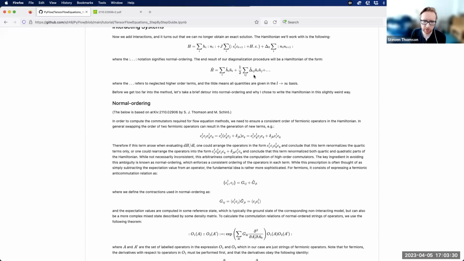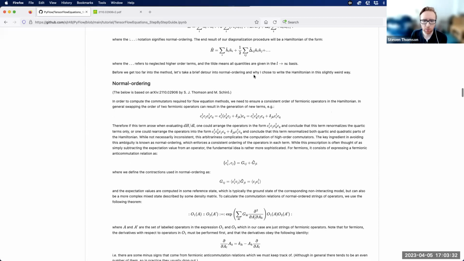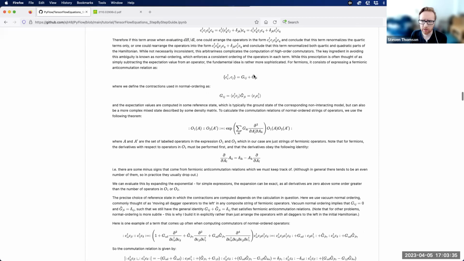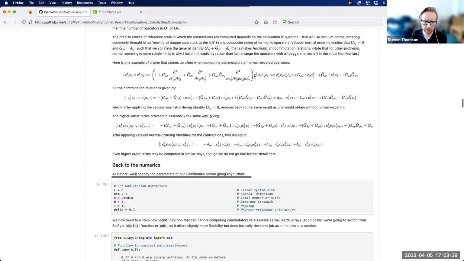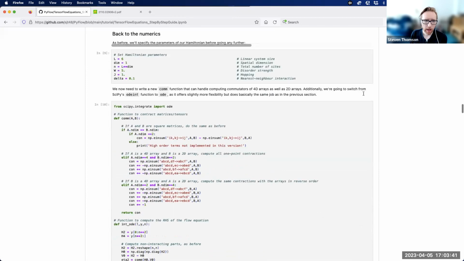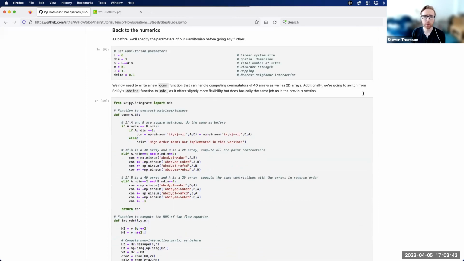It's just sums of products of number operators. This is all the normal ordering stuff that I just went through. In fact, I think it's copied directly from the paper. So that's all the normal ordering stuff. And then, yeah, this is numerically speaking how we do it. This is not maybe the fastest way, but it's relatively transparent and easy to understand.